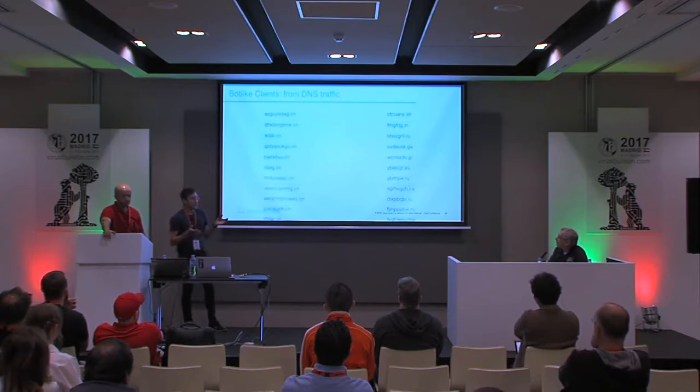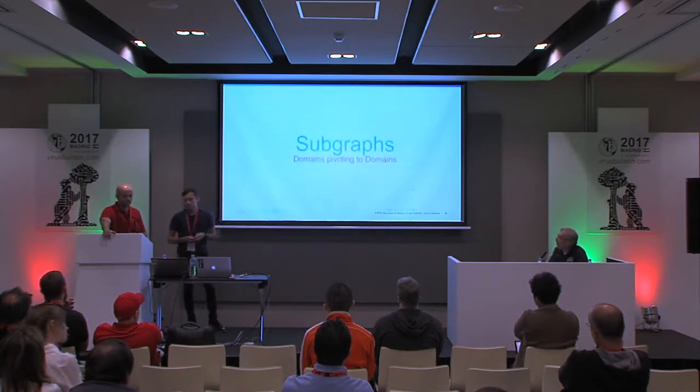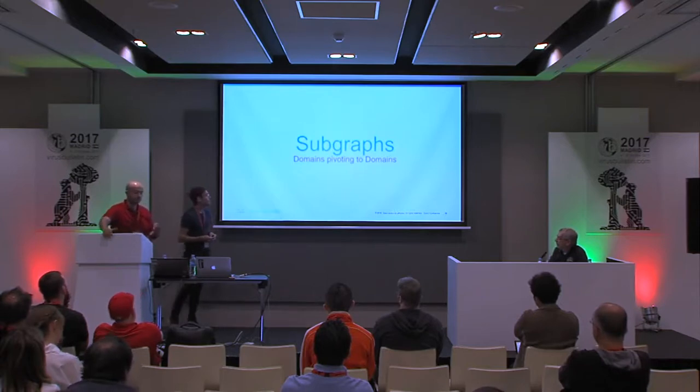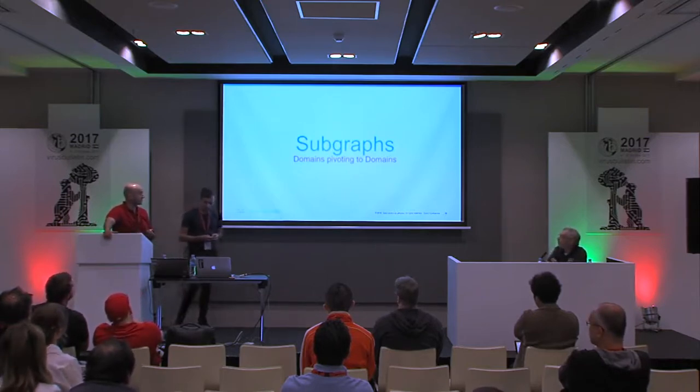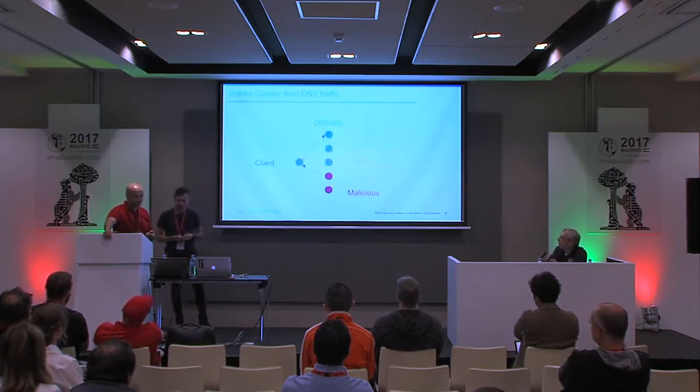And I guess the takeaway here is that we detected algorithmically generated domain names without ever touching the lexical. Or NX domains. Now let's get into the second model we've built on top of these large graphs. So here we're dealing with subgraph mining that deals with domains pivoting to domains. So the intuition is quite simple.